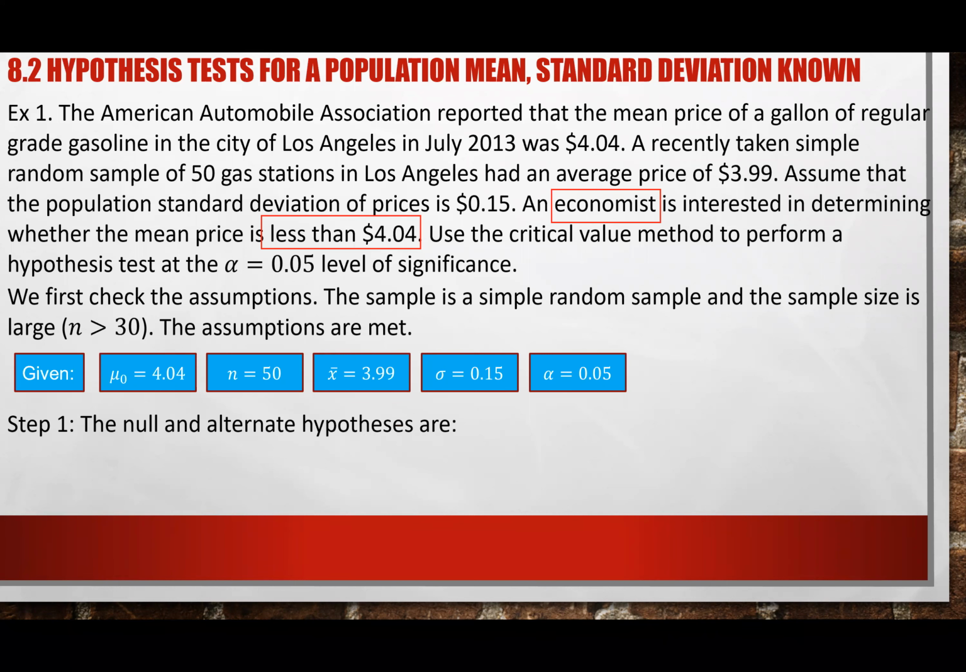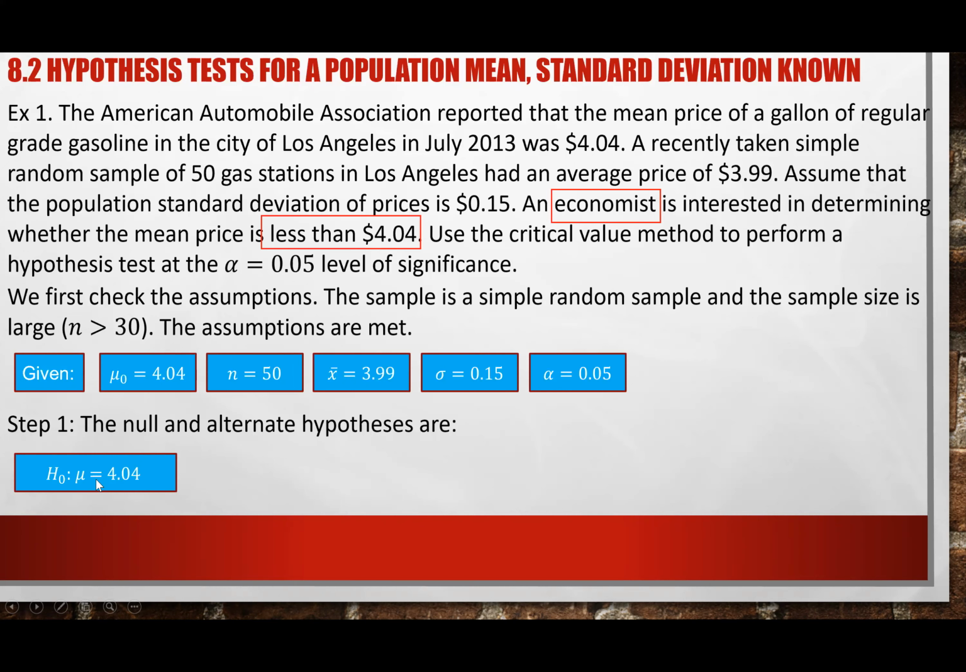The first step is we need to identify or state the null hypothesis and the alternate hypothesis. So what is the null hypothesis? Well, the null hypothesis basically tells you that mu is equal to the specific value, which is 4.04. So this is your null hypothesis. This is your H sub 0.